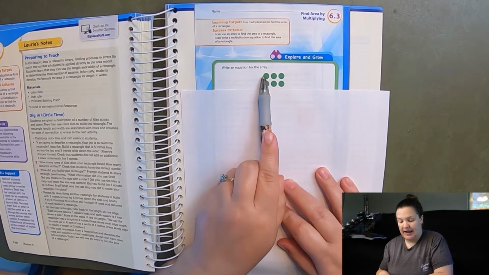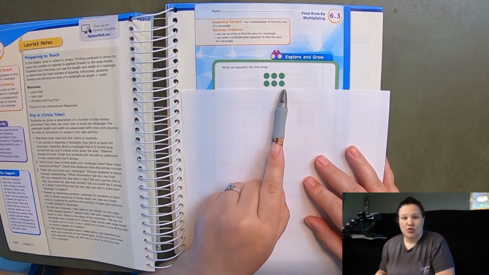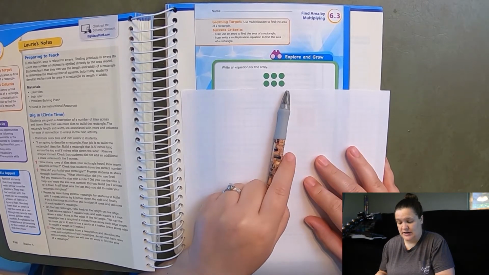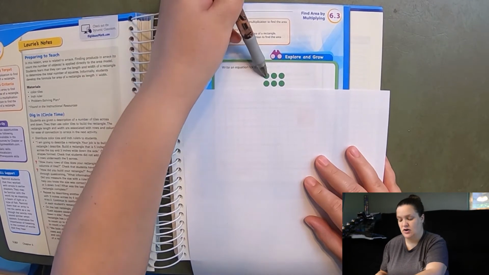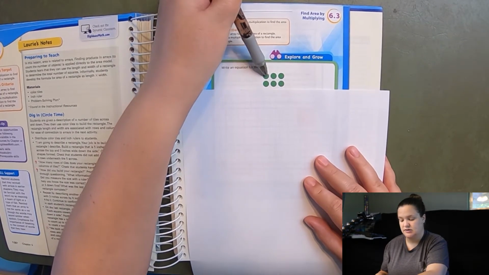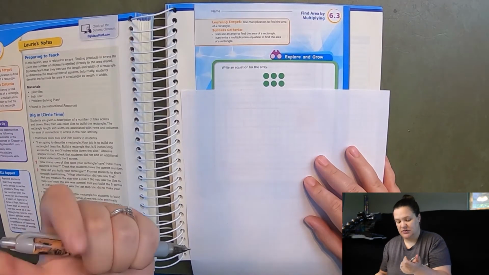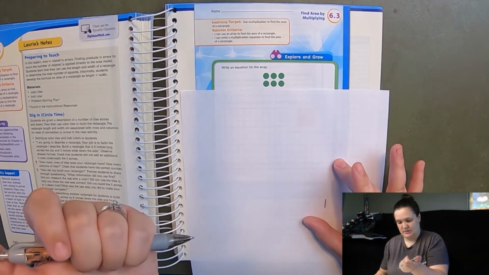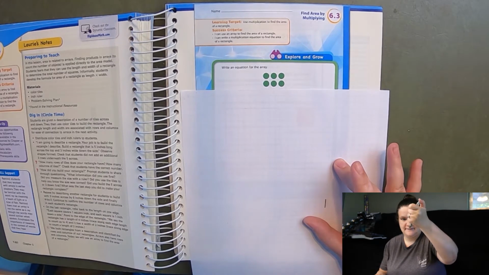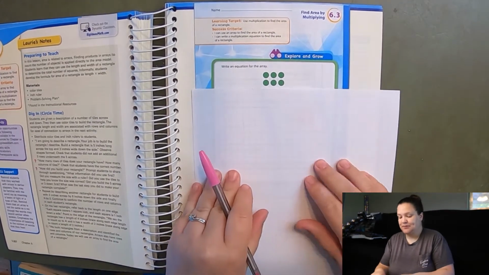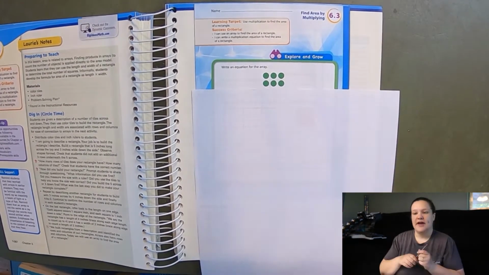You've seen an array. You write a multiplication equation for it by counting how many there are across and how many there are down. So this one has 1, 2, 3 across and 1, 2 down. So your equation would be, whoa, lost my pencil lead. So you count the area.